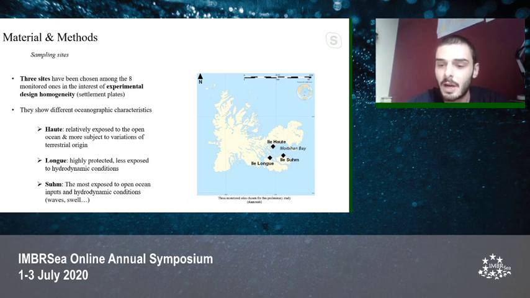Regarding the sampling sites, we have chosen 3 sites out of the 8, all reference sites for the program, for experimental design homogeneity. They show different oceanographical features. Île Haute is situated at the back of the bay, as you can see, is close to river outputs and is therefore more likely subject to variation from terrestrial origin. Île Soum is highly subject to ocean inputs and hydrodynamism in general, and Île Longue is quite physically protected.